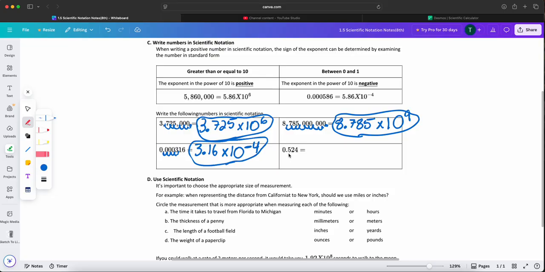This next one is also going to be negative because it's a small number. And I move my decimal so I only have one number in front of it that is between 1 and 9, which is this 5. So we get 5.24 times 10. We moved it once, so this would be to the negative 1st power.